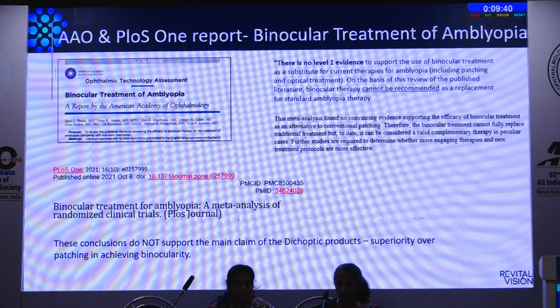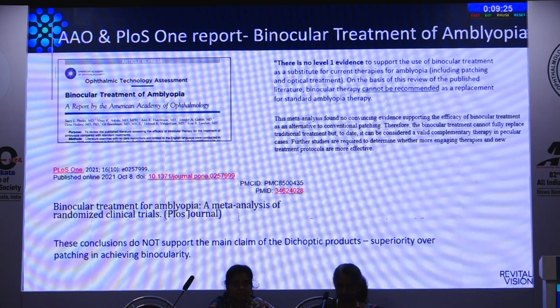We have some reports on the binocular treatment of amblyopia. What do they say? There is no level 1 evidence to support the use of binocular treatment as a substitute for current therapies for amblyopia, including patching and optical treatment. On the basis of the review of the published literature, binocular therapy cannot be recommended as a replacement for standard amblyopia therapy. PLOS was published in 2021.